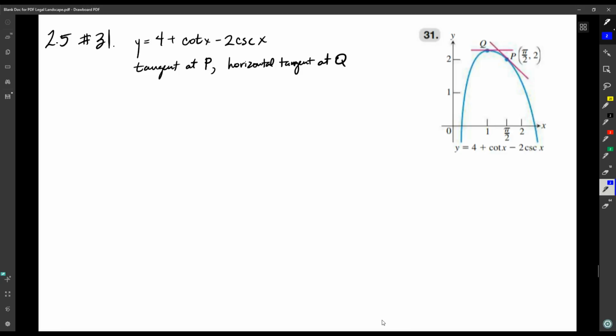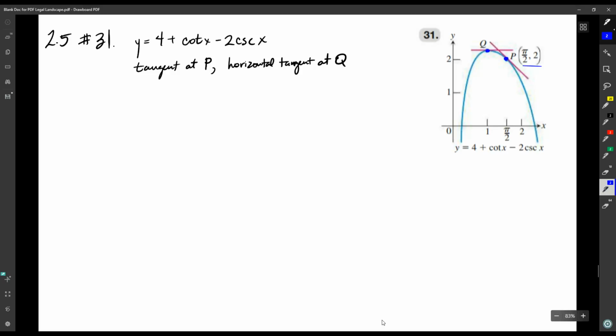Here's number 31 from 2.5. We have a graph of a function y equals 4 plus the cotangent of x minus 2 times the cosecant of x. We're asked to find the equation of the tangent line at point P, given here on the graph, and the equation of the horizontal tangent line at point Q, given here. We're going to start with the equation of the tangent at point P.